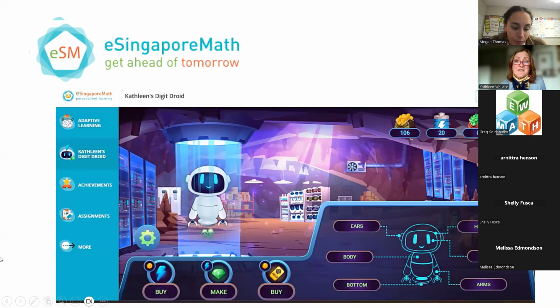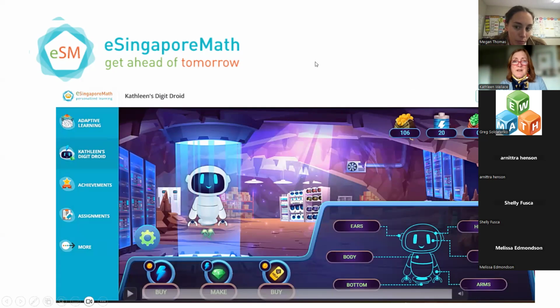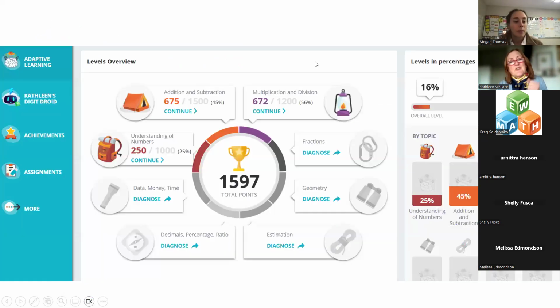customize their robot. That's the standard robot. They can customize the ears, the head, all of the features of it. So it adds a little fun aspect that I know that kids enjoy. Another feature that I want to brag about is that this is adaptive learning.